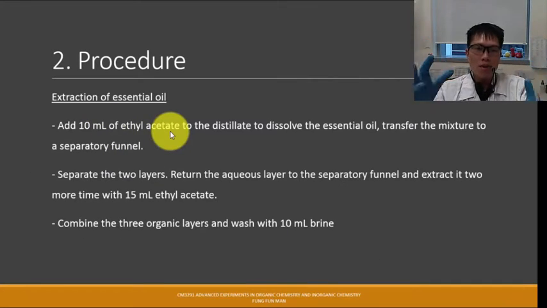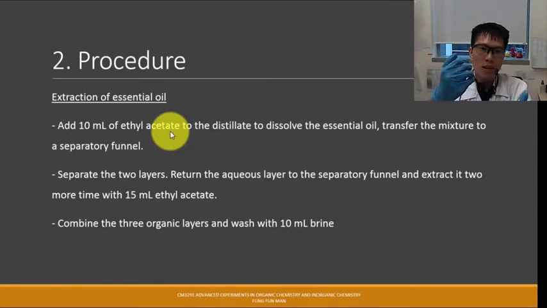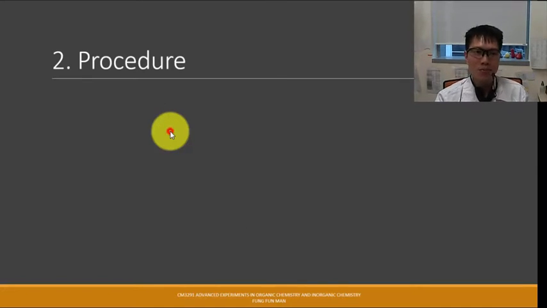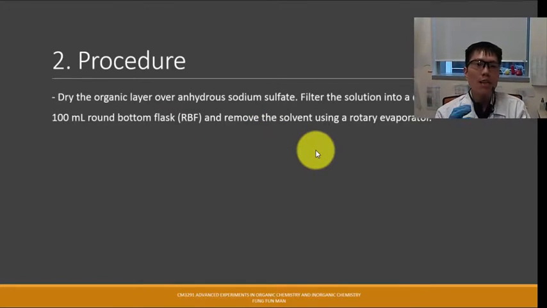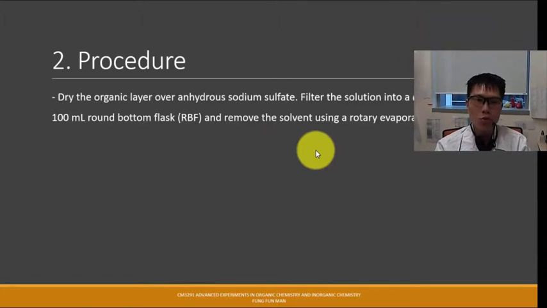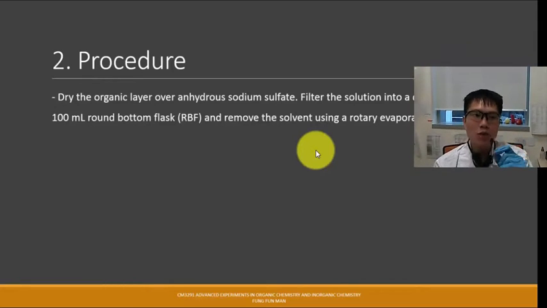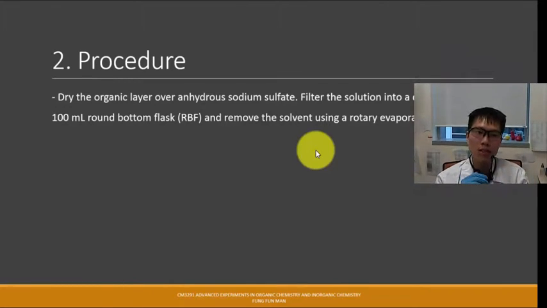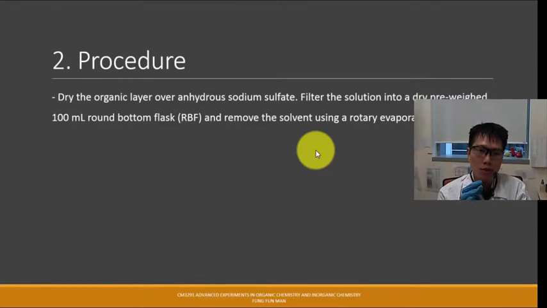Next, you combine these organic layers and wash it with 10 ml of brine, concentrated sodium chloride. Think about why we added this. Okay. Next, we then dry the organic layer over the anhydrous sodium sulfate, filter the solution through a pre-weighed and dry 100 ml RBF, round bottom flask. Then we remove the solvent using the rotavap.